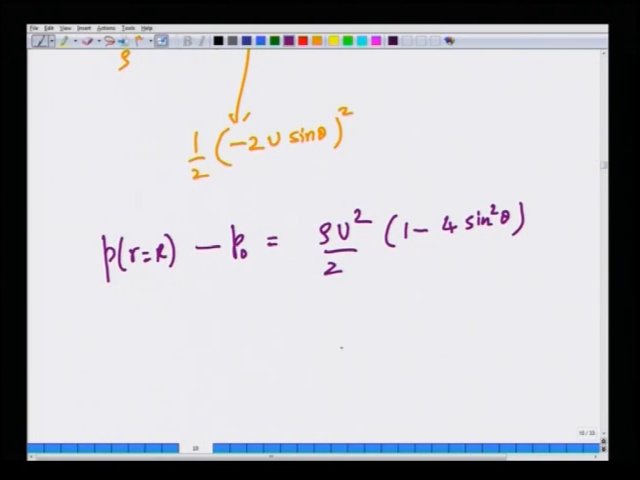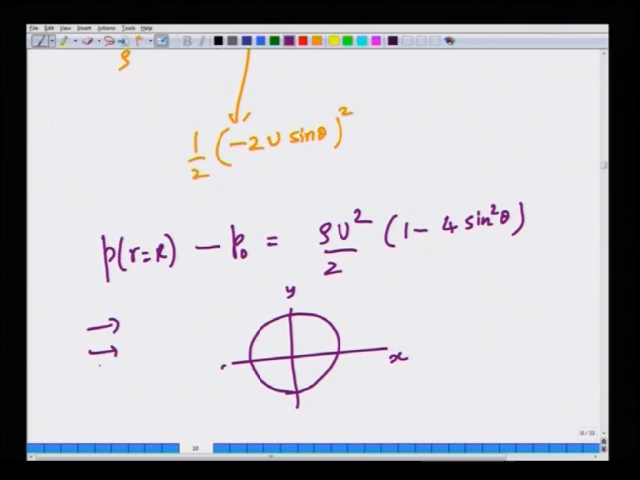Now, we look at this from the context of the coordinate system. You have x, y, and the flow is far away in the x direction. Now, if you look at various points, look at this expression when theta equals 0, sin theta is 0.